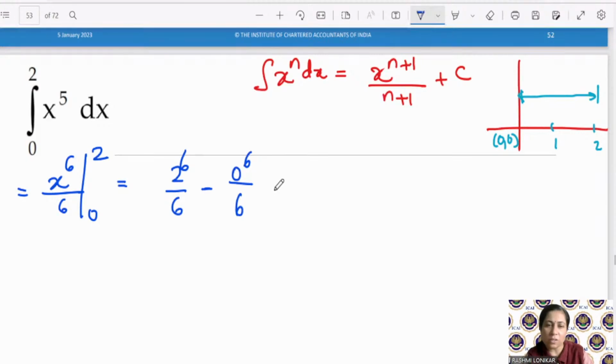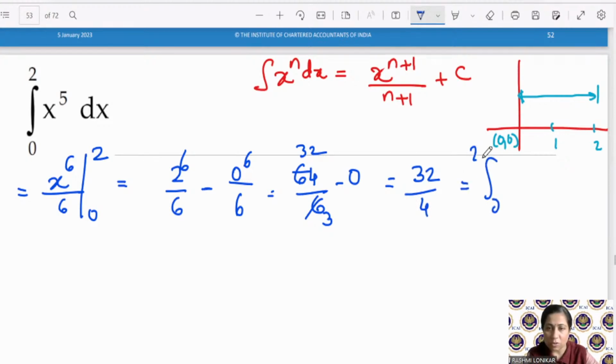2 raised to 6 is how much? 2 raised to 6 is 64: 2, 4, 8, 16, 32, 64 upon 6. 0 raised to 6 is 0. Now 2 threes are 6, so the answer is 32 upon 3, which is the integration from 0 to 2 of x raised to 5 dx.